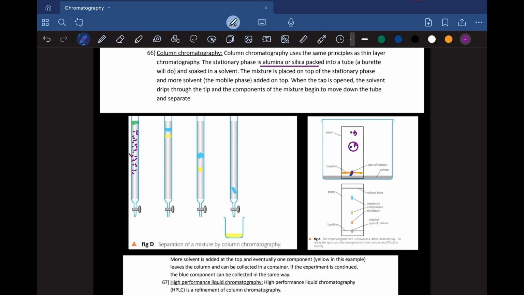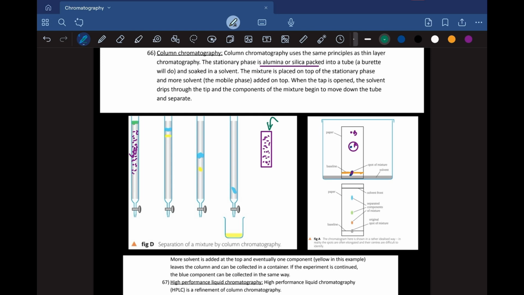They are the stationary phase. That means these particles are not going to move, and they will be soaked in a solvent. So basically, we will put the solvent from the top. Let's say this is a container. In this container I have put a lot of particles, alumina or silica, which will not move. After putting the particles, I will put some solvent into it. So basically I'm soaking the particles in a solvent.